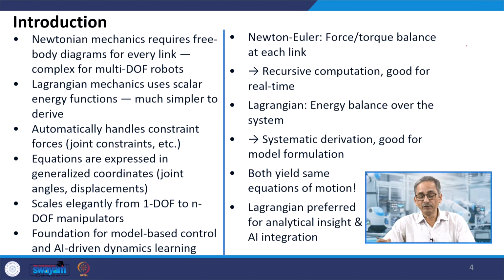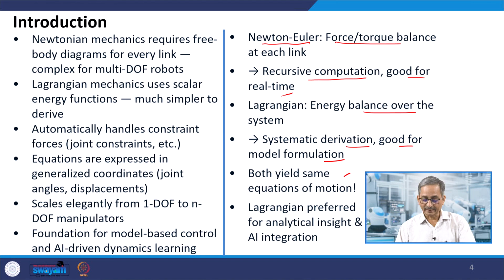As I said, in the Newton-Euler method, what we did essentially was force and torque balance for each link, as we have seen already, and our computation is recursive in nature, which is very good for real time tasks. The Lagrangian, on the other hand, is an energy balance over the system, and a systematic derivation, which is good for model formulation. Both yield the same equation of motion, that is quite obvious. The Lagrangian is preferred for analytical insight and AI integration.